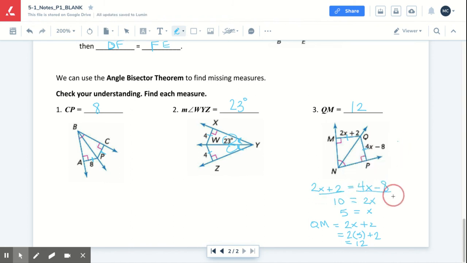And so to solve this one, we'd start by setting up those measurements equal to one another, do a little bit of algebra to solve. We got 5 for x, but it was not asking for x, it was asking for the length of QM. So then I would go back and get the information about what QM is and substitute in my x value, and I got 12 for that length.